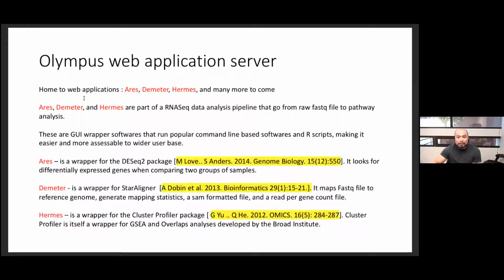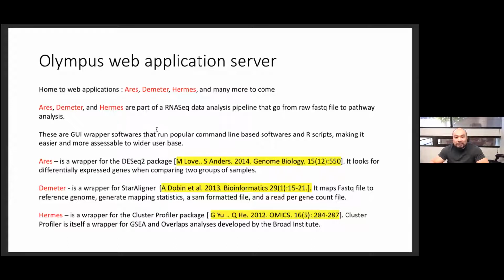So the Olympus web application server, we named it Olympus as in the Mount Olympus that is home to all the Greek gods and goddesses. And it is home to web applications that are named after the Greek gods and goddesses. Right now we have the low hanging fruit, I call it low hanging fruit because these are apps that are easier to develop. We have Ares, Demeter, and Hermes, and there are many more to come.